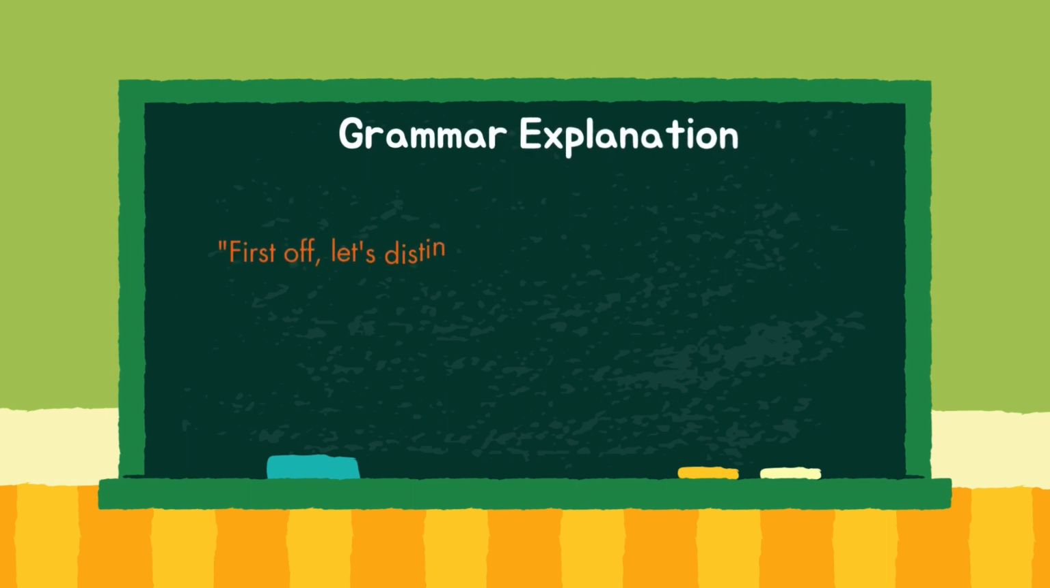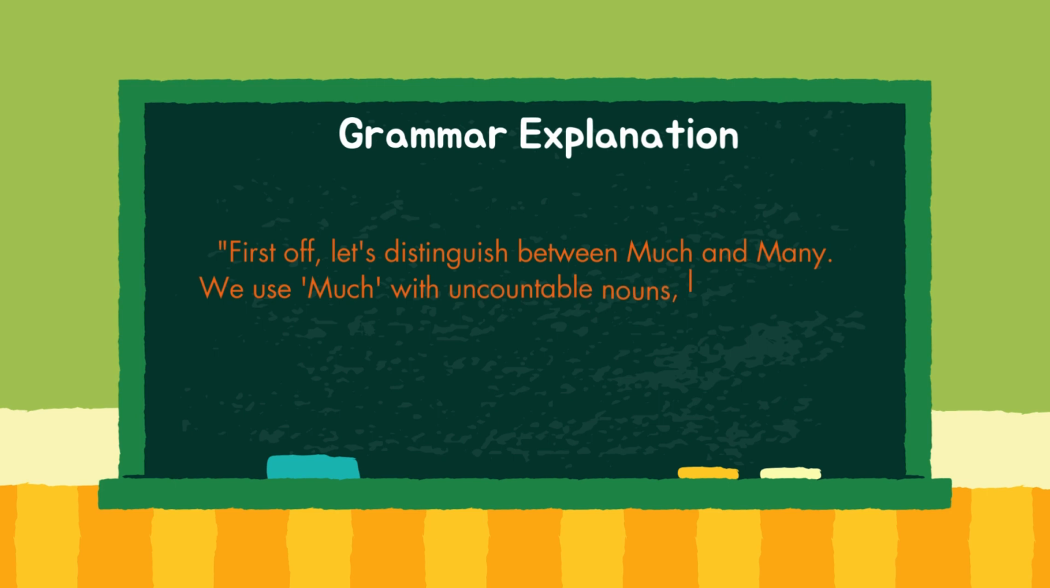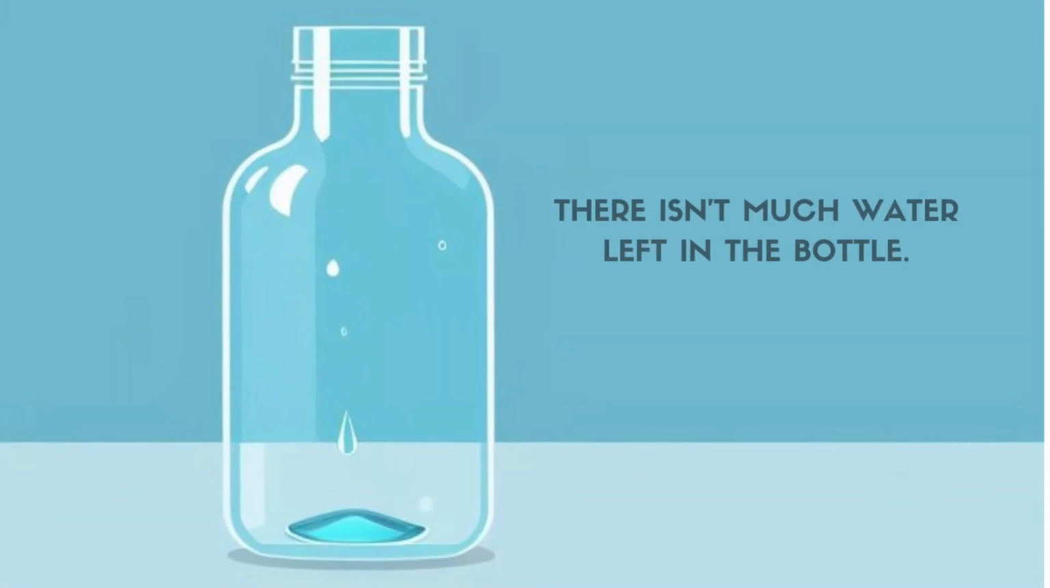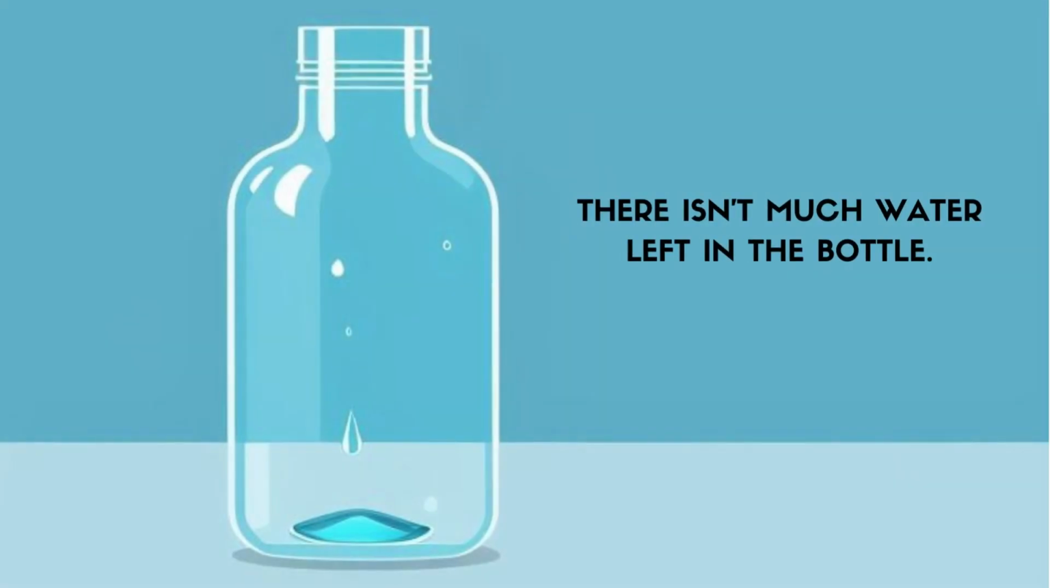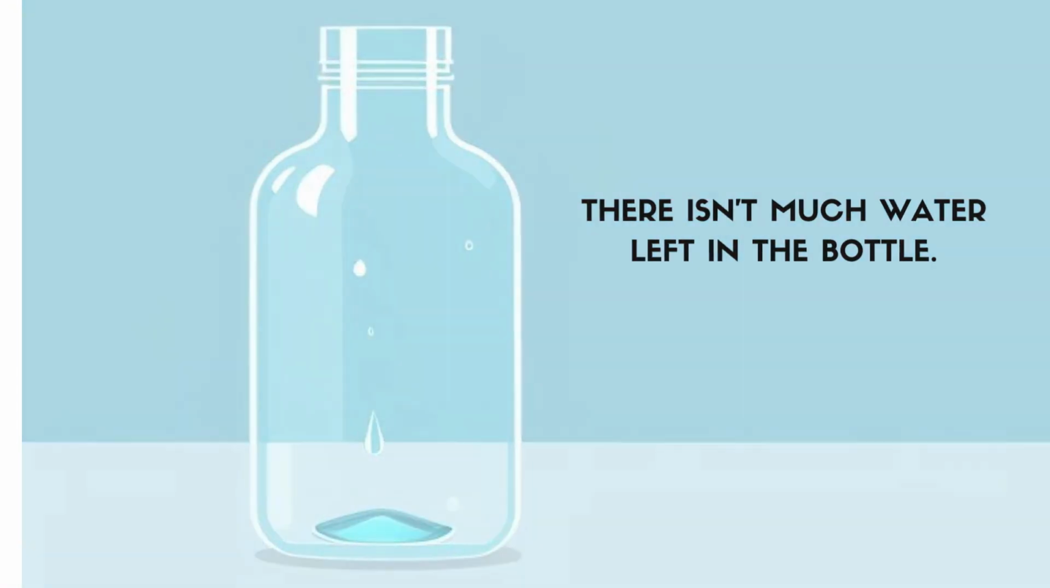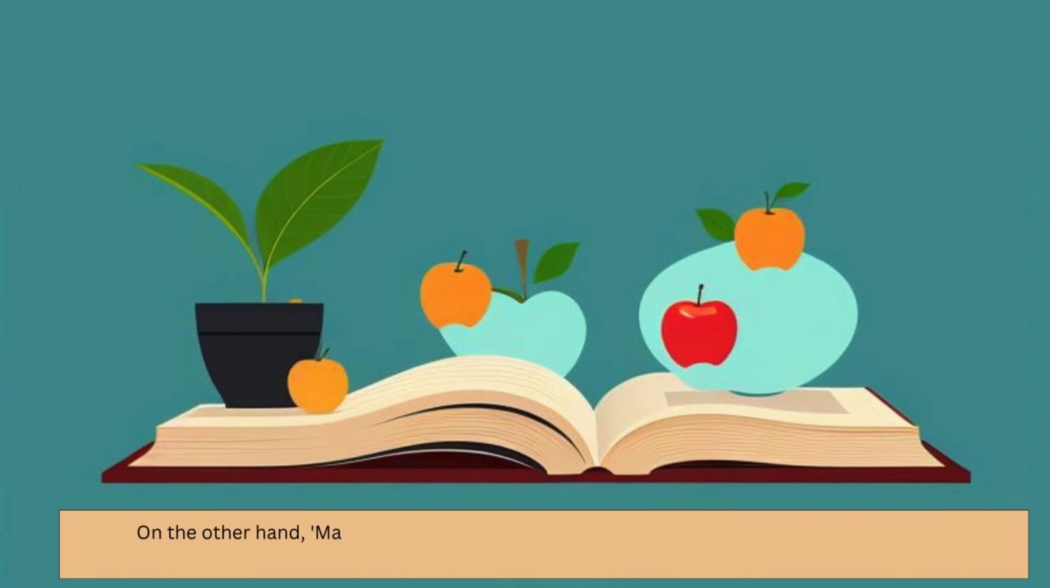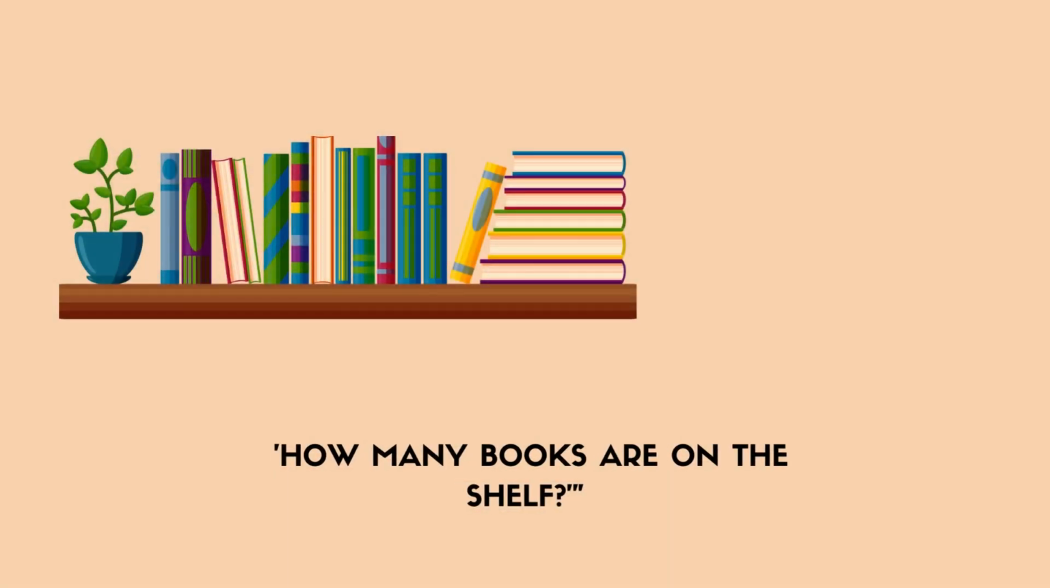First off, let's distinguish between much and many. We use much with uncountable nouns, like water or money. For example, there isn't much water left in the bottle. On the other hand, many is used with countable nouns, such as apples or books. For instance, how many books are on the shelf?